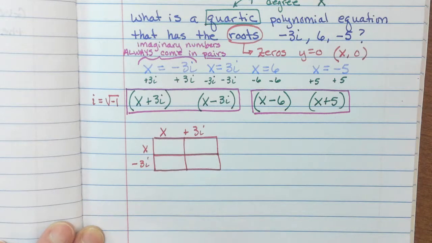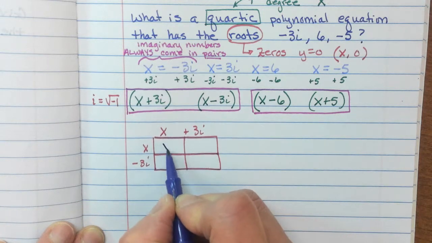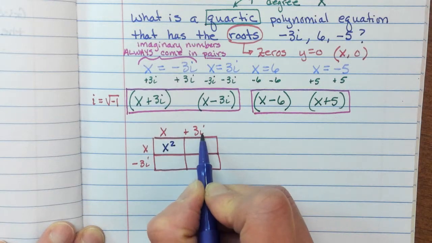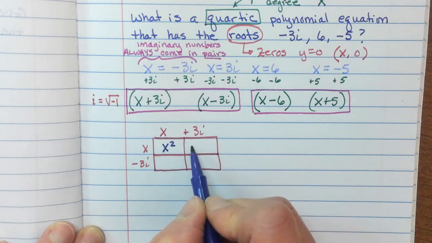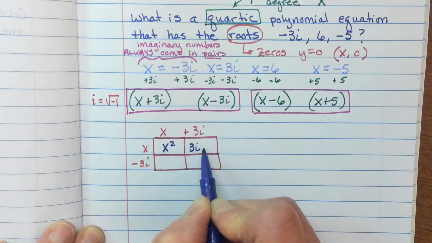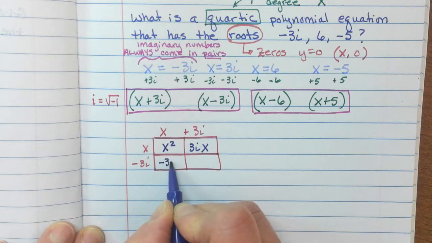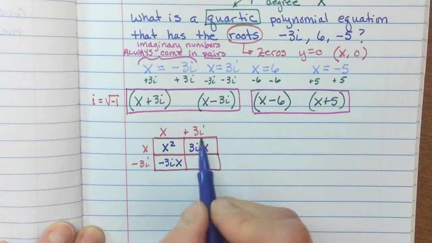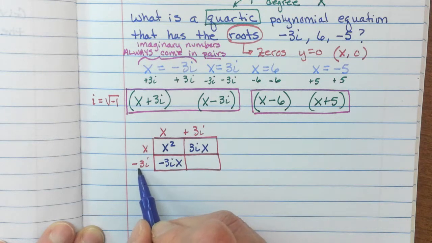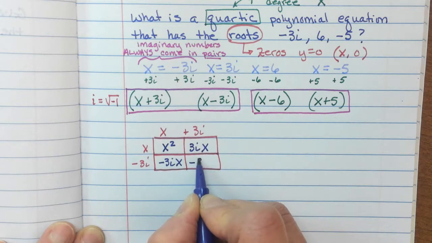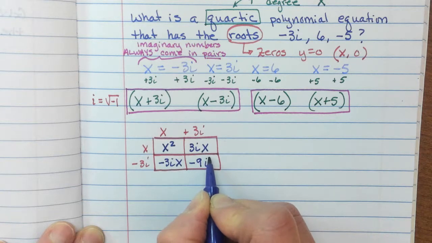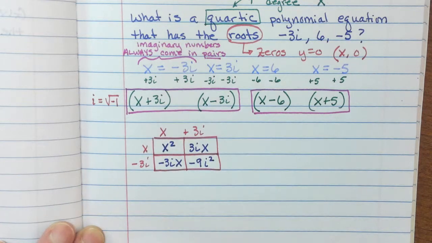X times x gives me x squared. 3i times x gives me 3ix. X times negative 3i gives me negative 3ix. And 3i times negative 3i gives me negative 9i squared.